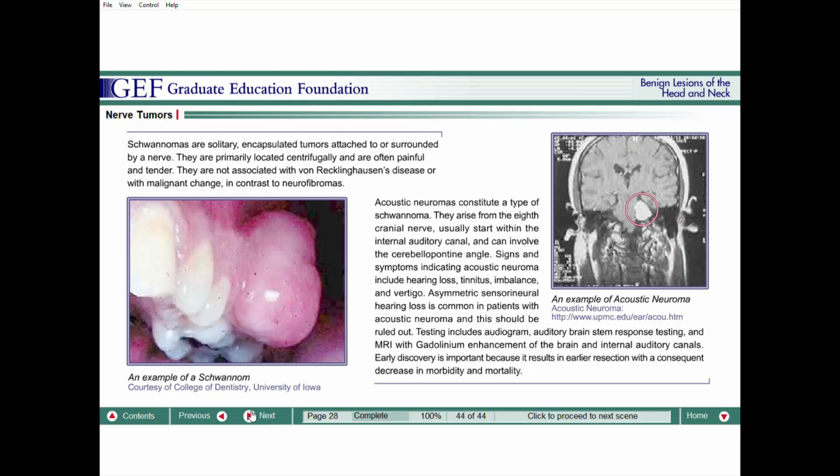Testing includes audiogram, auditory brainstem response testing, and MRI with gadolinium enhancement of the brain and internal auditory canals. Early discovery is important because it results in earlier resection, with a consequent decrease in morbidity and mortality.